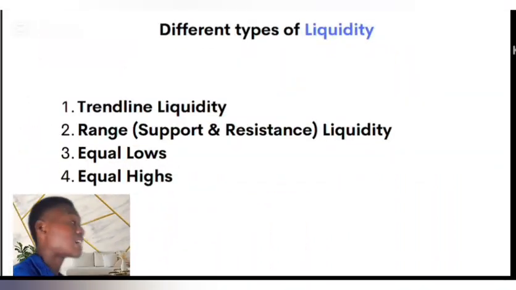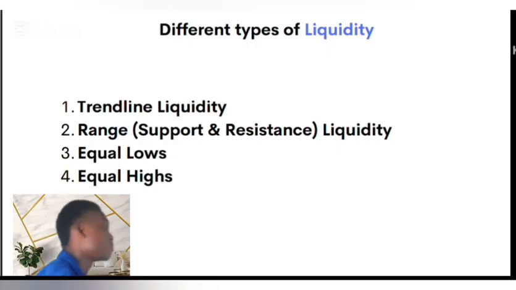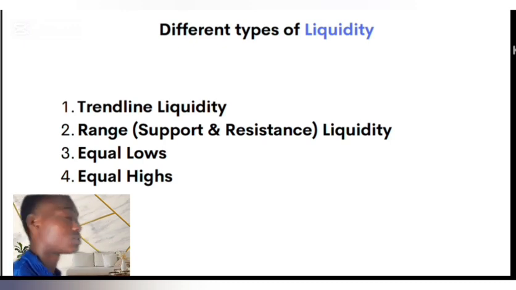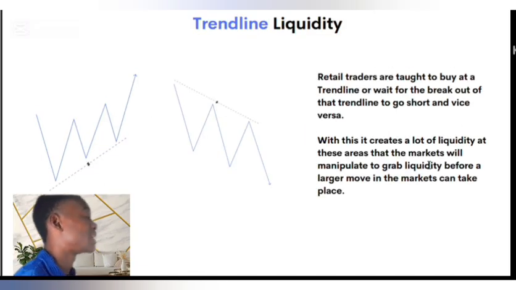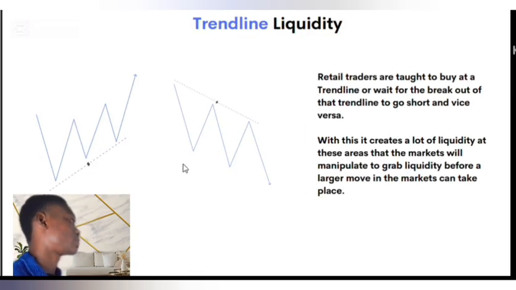Let's go. So there are mainly 4 types of liquidity. If you haven't heard this, I am taking my time to break it down the easiest way ever. One is called trade line liquidity, then range liquidity, equal lows liquidity, and equal highs liquidity. You get that? These are the different types of liquidity. We will still go in depth on them. So this one is the trade line liquidity. You can write these things down if you want to.